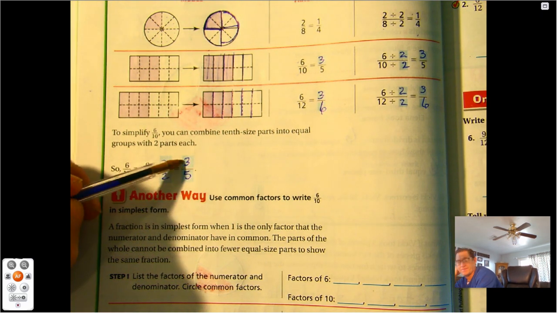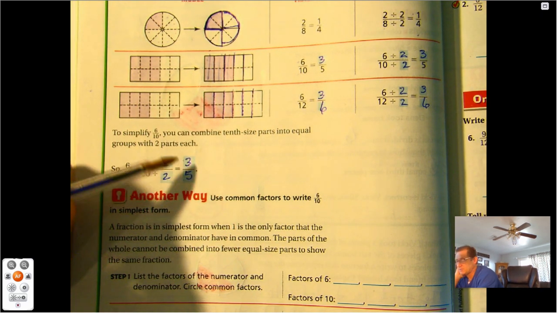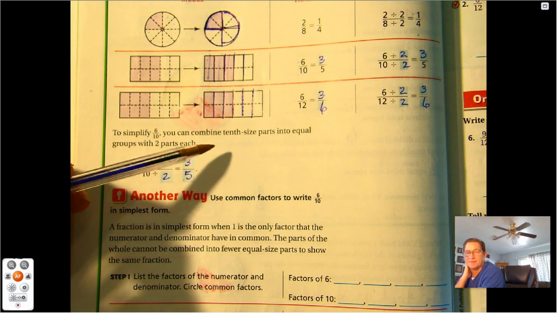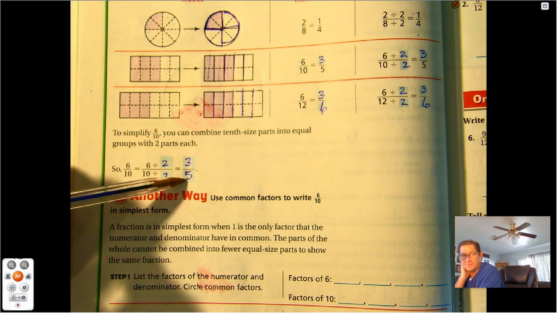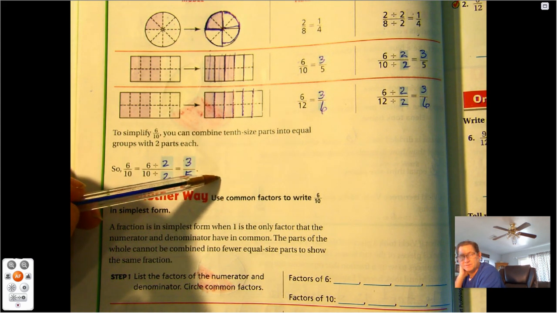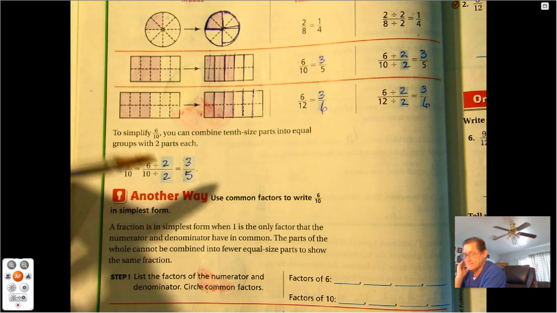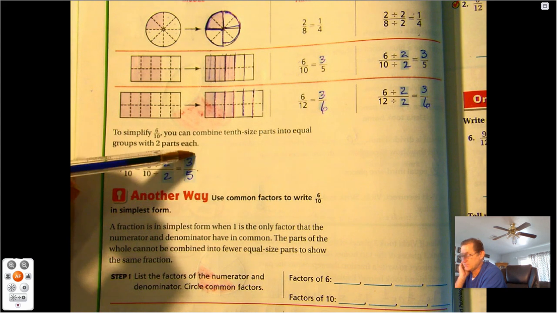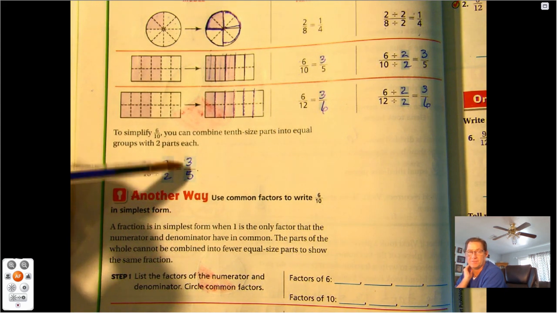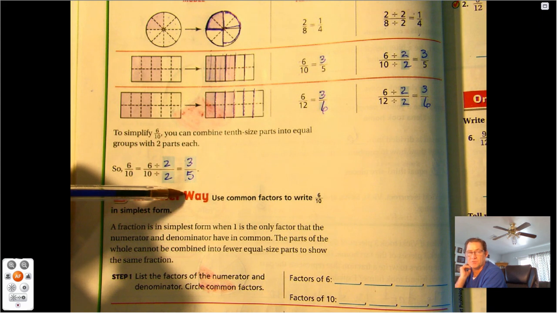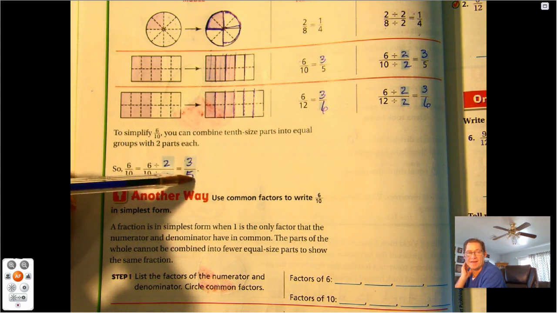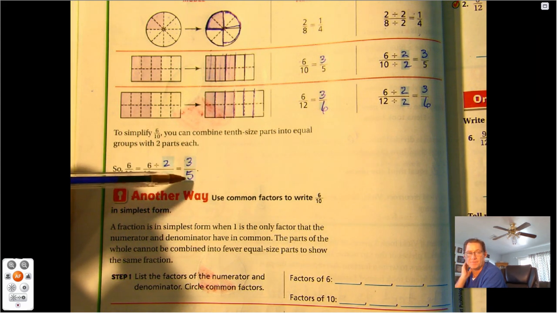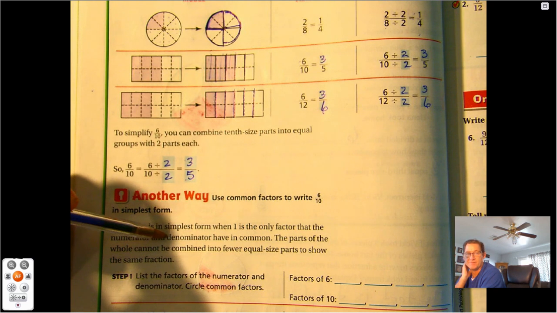The only factors of 3 are 1 and 3. The only factors of 5 are 1 and 5. Well, 3 is not in common to 3 and 5. 5 is not in common to 5 and 3. So 1 is the only factor of both of these. So this is in simplest form. I can't make it any smaller. So it cannot be combined into fewer equal-sized parts.